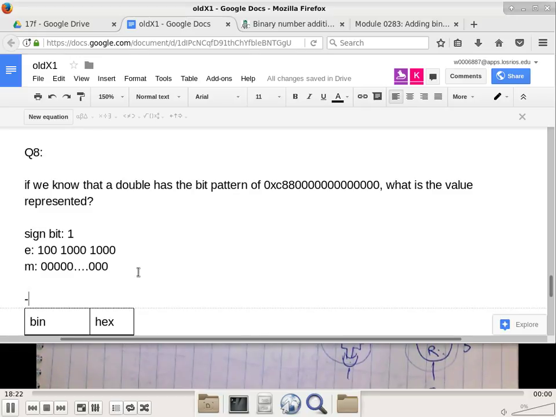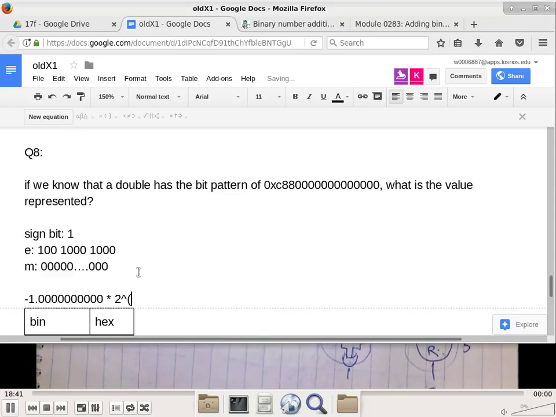There's an implicit 1, right? There's an implicit 1 point, and then these are the rest of the fractional parts. Oh, okay, so the mantissa is really just 1 point and then a whole bunch of zeros, which is just 1, okay? Times 2 to the power of what?